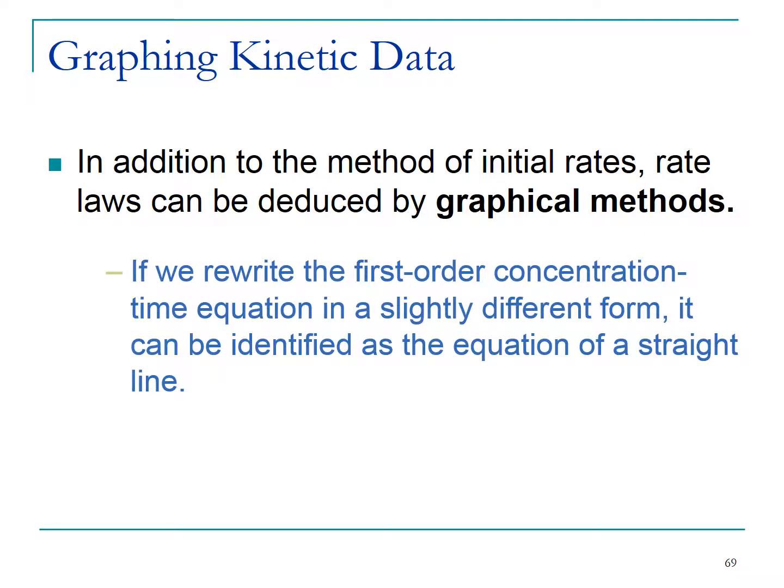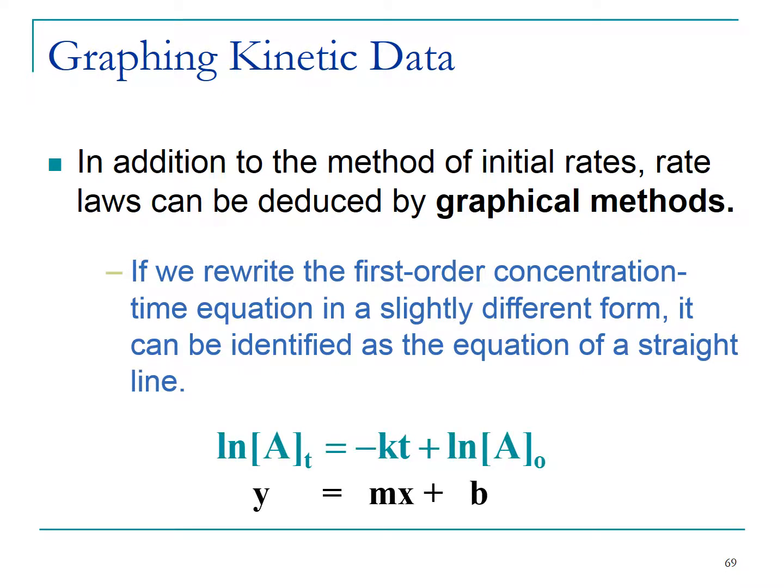All right, so let's take the first order equation and write it like we did on an earlier slide. Here we have natural log of [A]t minus the natural log of [A]0 equals negative kt. This time we've brought the natural log of [A]0 to the right-hand side of the equation. If you look at that, you can see it's in the form of a line, y equals mx plus b, below it.